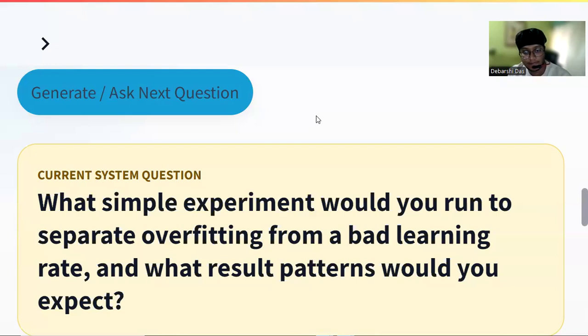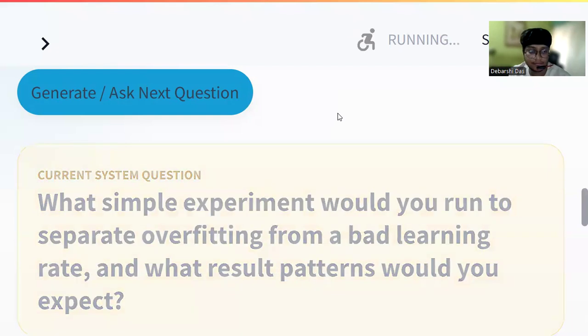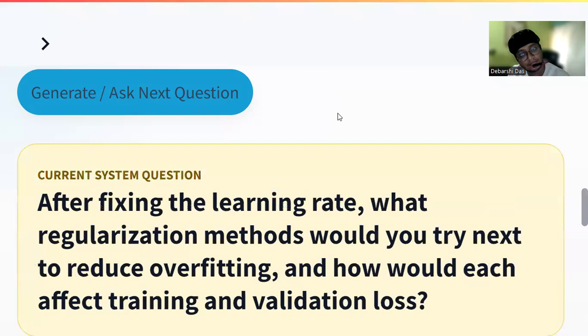Okay, sure. Let's get to the next one. After fixing the learning rate, what regularization methods would you try next to reduce overfitting? And how would each affect training and validation loss?